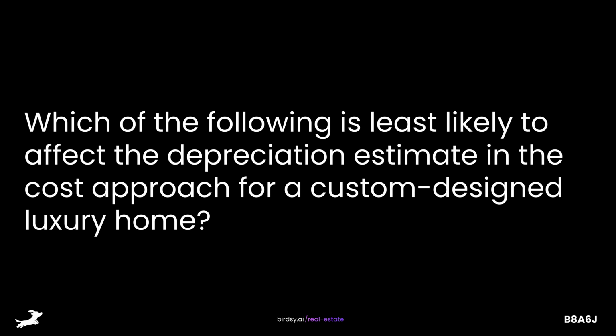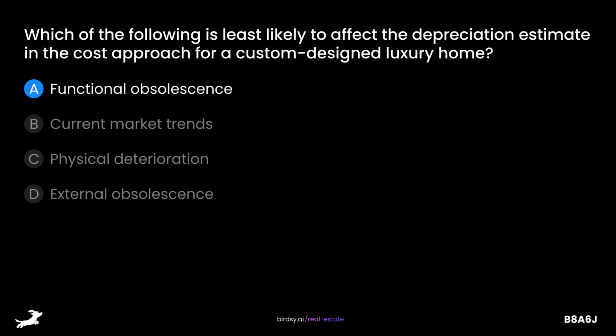Which of the following is least likely to affect the depreciation estimate in the cost approach for a custom-designed luxury home? Is it A, functional obsolescence? B, current market trends? C, physical deterioration? Or D, external obsolescence? The answer is B, current market trends.